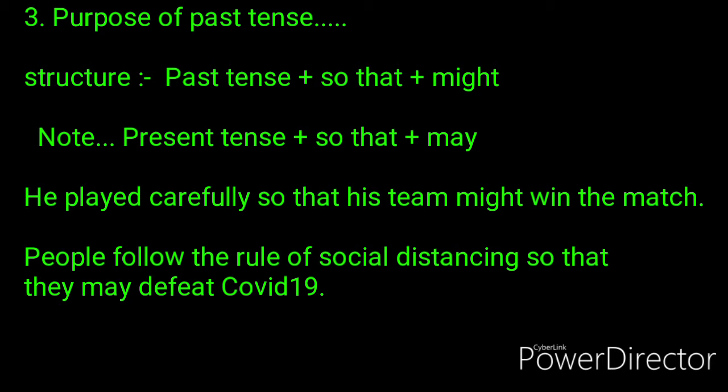He played carefully so that his team might win the match. So in this sentence we can see that he played carefully because he wanted to win the match. What was the purpose of playing carefully? The purpose was to win the match. Played shows past tense. There is so that after that, so we have to use here might. If there is past tense plus so that, in that condition we have to use might modal.